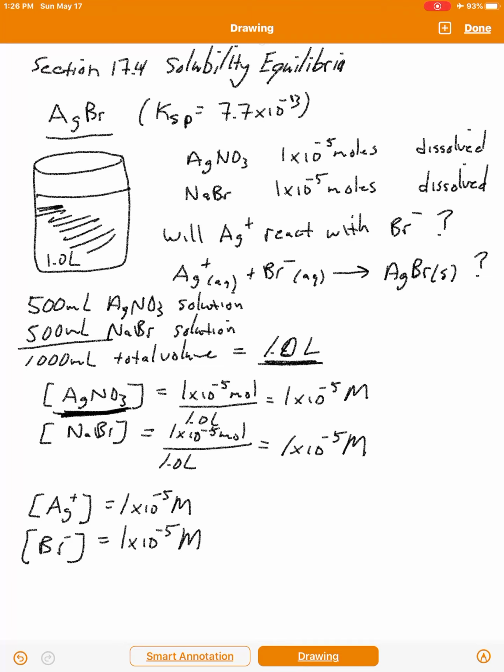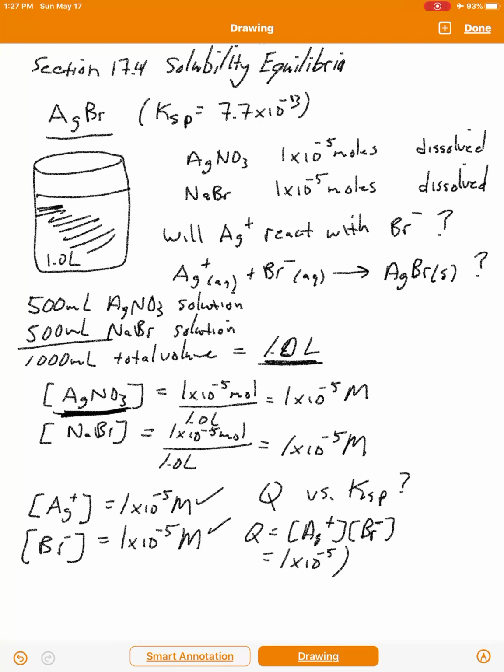Now, here's what we do. We apply our principles of chemical equilibrium. We ask ourselves, how does Q compare to K? In this case, it's KSP. Is Q less than, greater than, or equal to? So how do we calculate Q? We take these concentrations and multiply them together. So that would be 1 times 10 to the minus 5 times 1 times 10 to the minus 5, which would be 1 times 10 to the minus 10. Then we ask ourselves, is Q less than, greater than, or equal to K? Well, K is given up here, 7.7 times 10 to the minus 13.